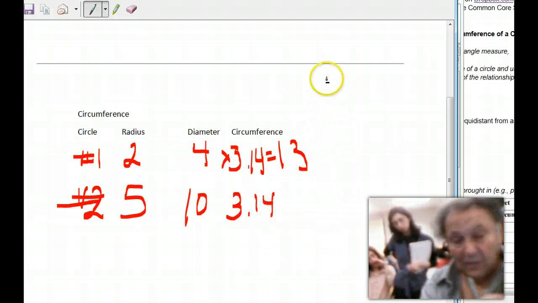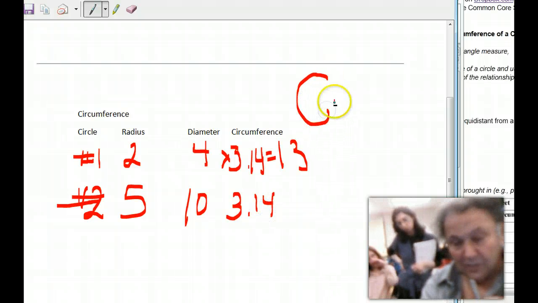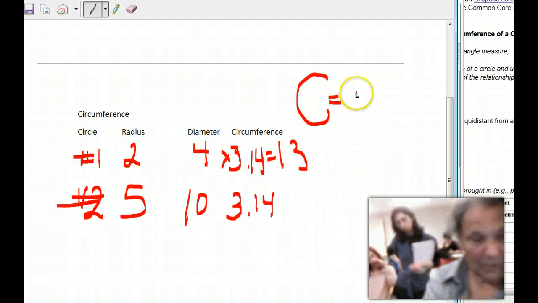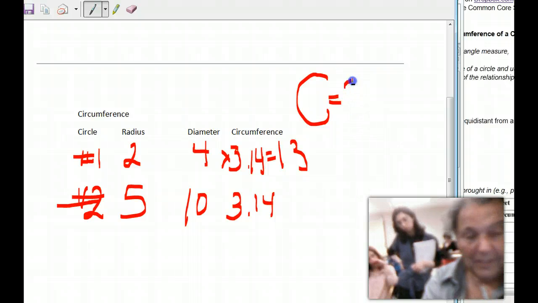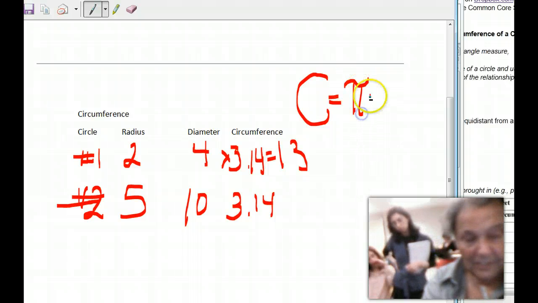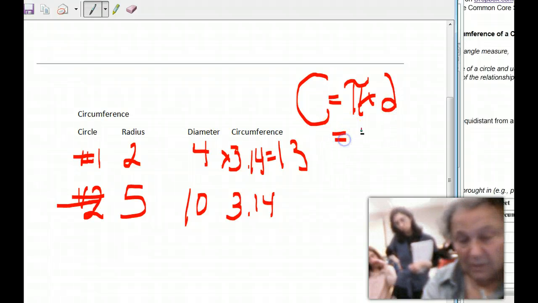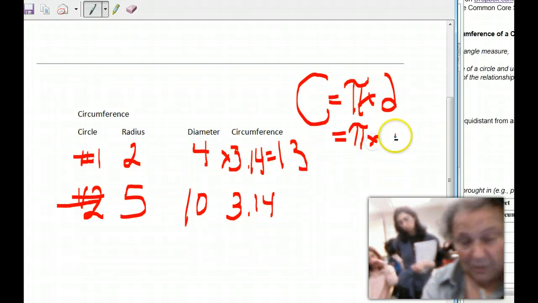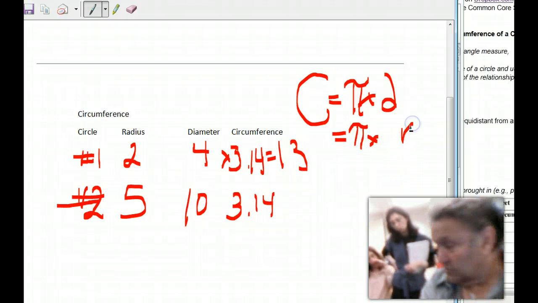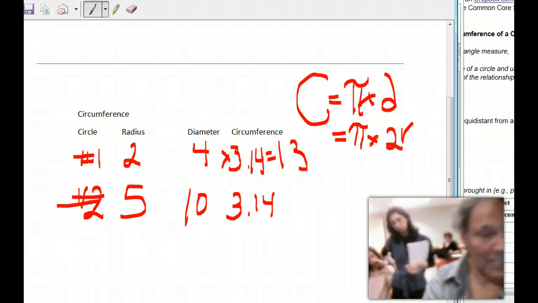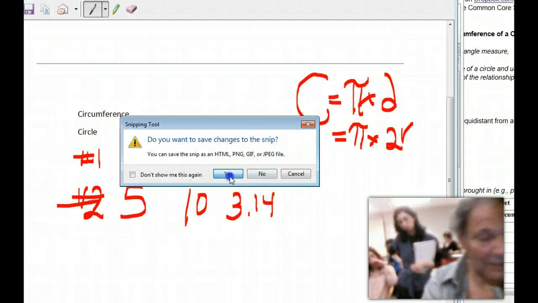And so what we found was that the circumference of a circle is equal to pi, which is not quite, but close to 3.14. It's going to be that pi times the diameter. But it could also be pi times the radius, but how many radius? 2 of them, because 2 radius is going to be the same as the diameter. Okay, let's leave this. We don't need this anymore. I'm not going to save it.